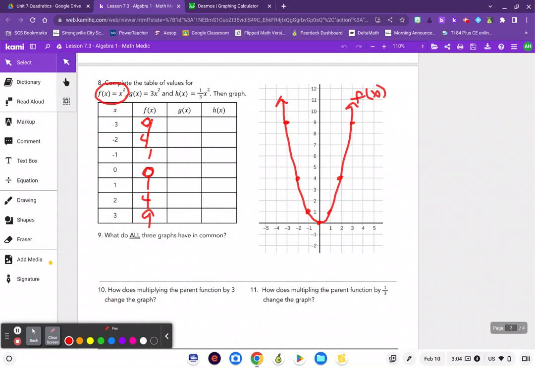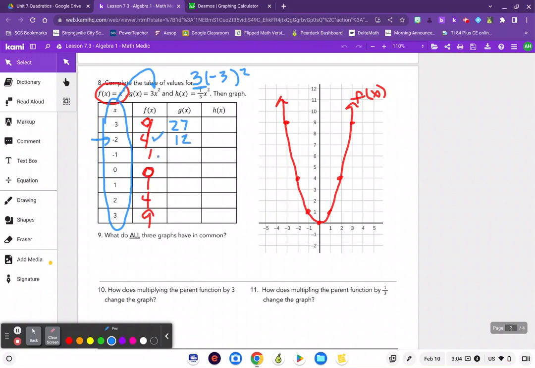All right. And so now I have to find the table of values for the g function. Again, I'm still substituting in these x values into this function. So I have 3 times negative 3 squared. I'm going to do that exponent first. Negative 3 squared is 9, and 9 times 3 is 27. Same idea. If I put negative 2 in, negative 2 squared is 4. I'm going to multiply that by 3, I get 12.